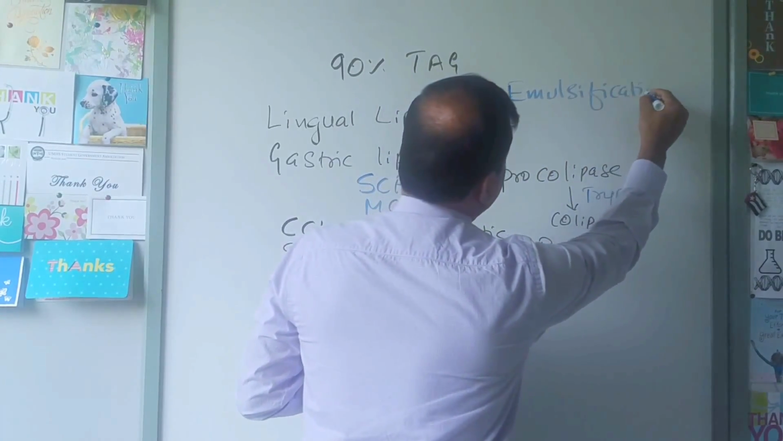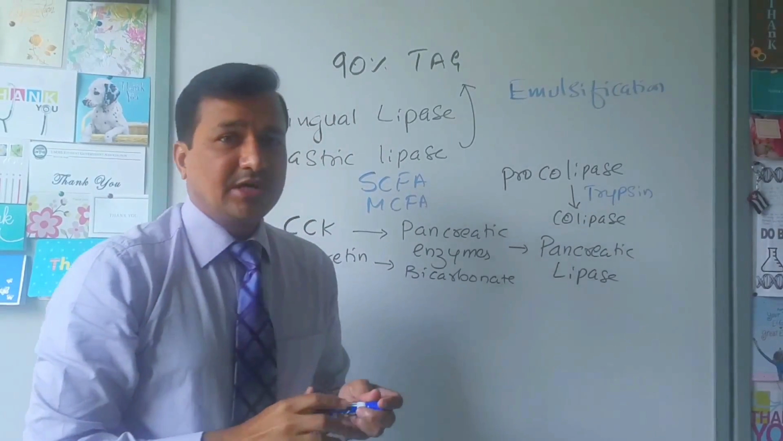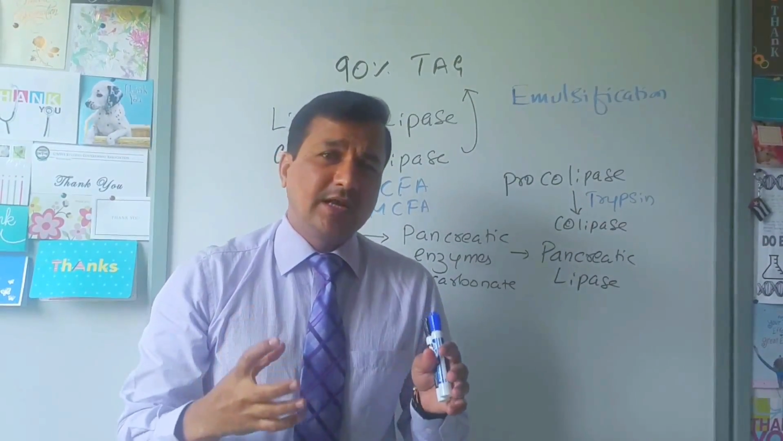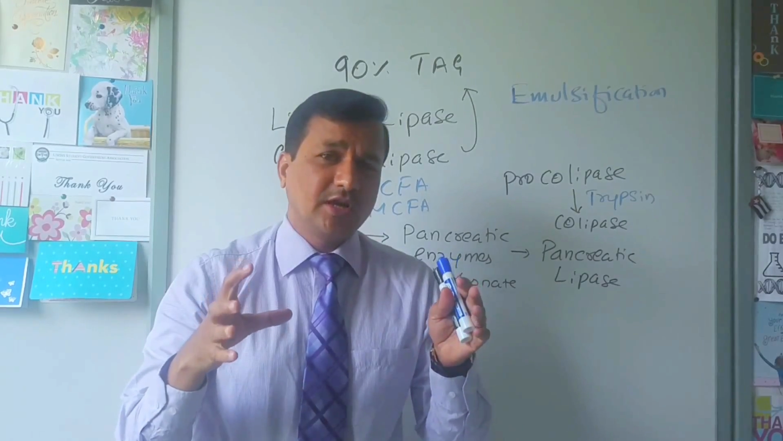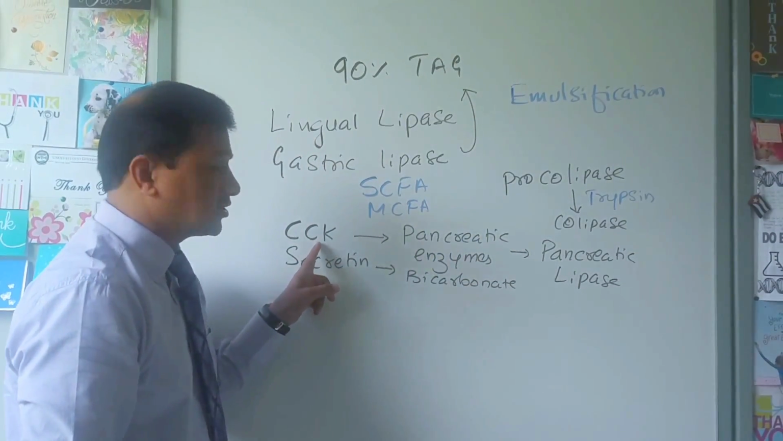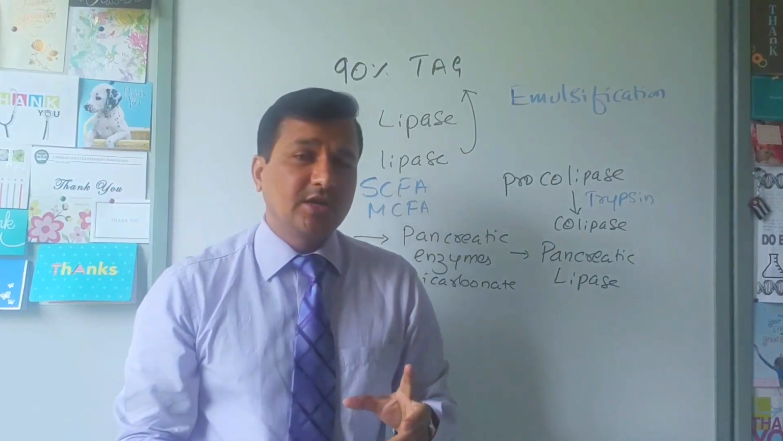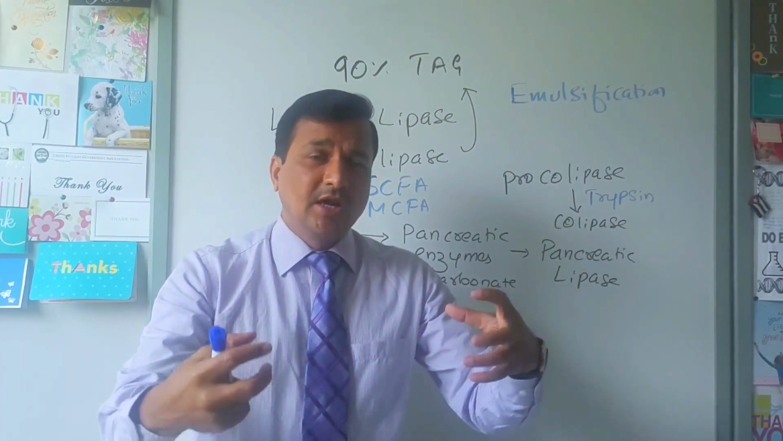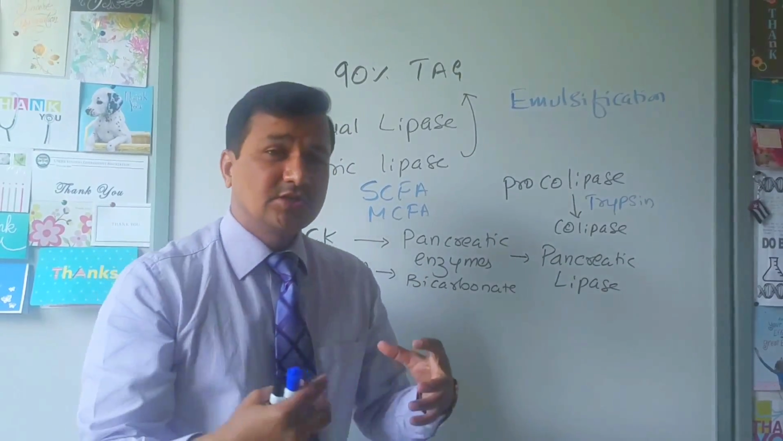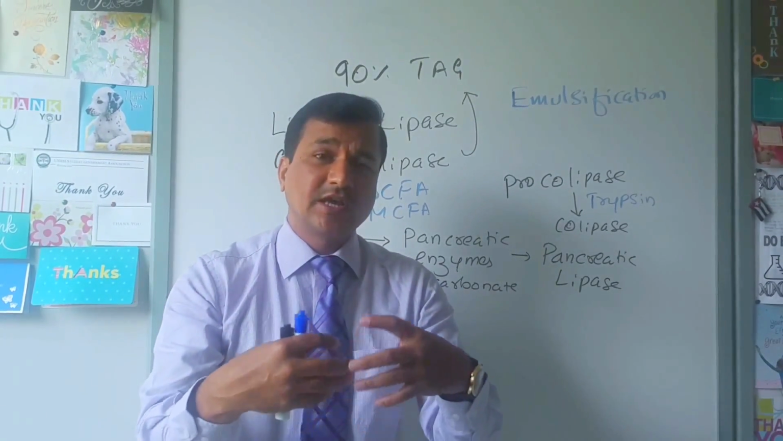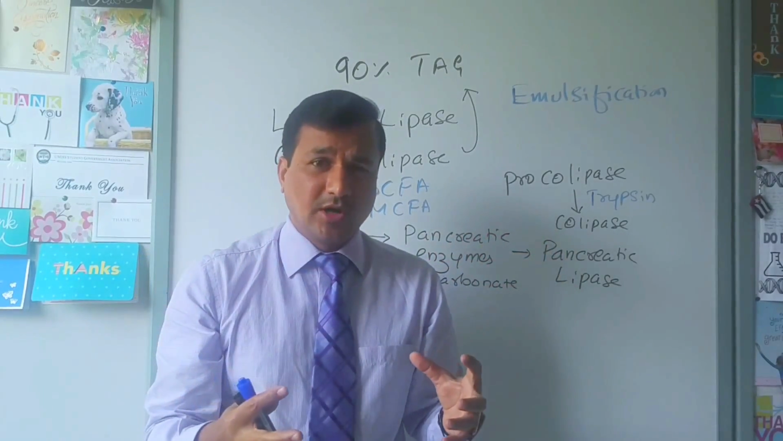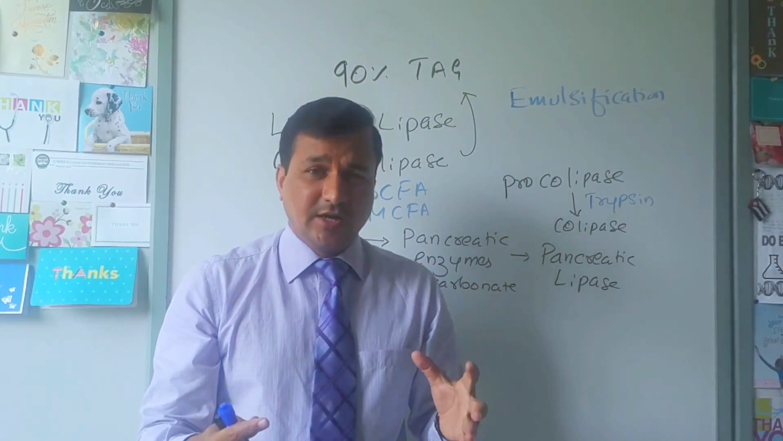Emulsification is the mixing up of lipid with bile acids and bile salts. The bile acids and bile salts, which are stored in the gallbladder, will be brought to the duodenum by the hormone cholecystokinin. Cholecystokinin causes contraction of the gallbladder and brings bile acids and bile salts. Because they are amphipathic molecules, they are going to interact with the large lipid molecules present in the duodenum.